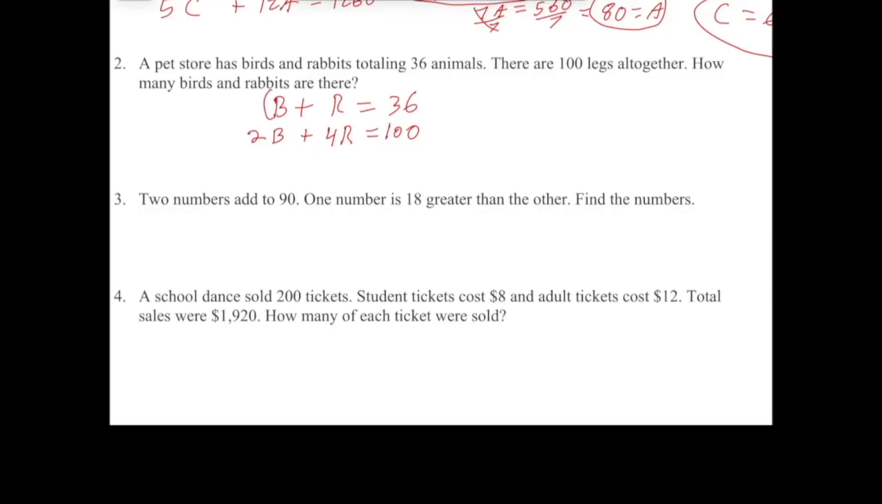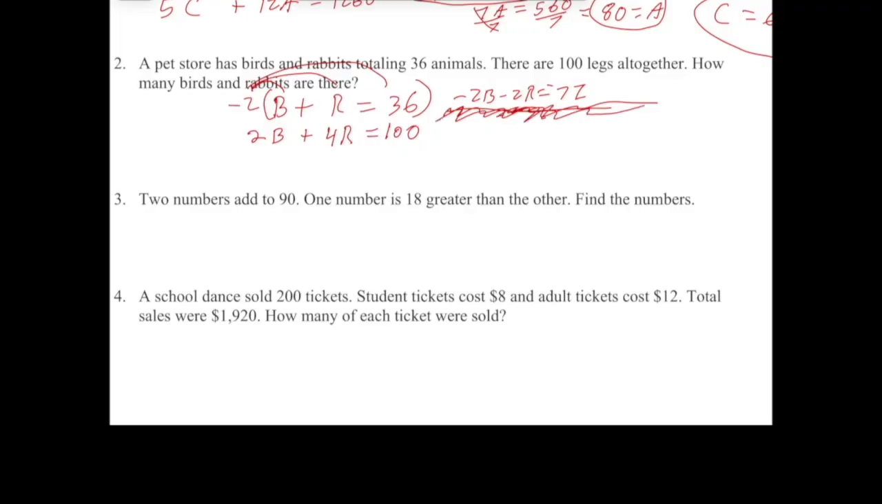So I'm going to multiply this by a -2, all 3. And when I do that, I get -2b minus 2r equals -72. Boom. Oh, didn't want to do that line. Sorry. Go away.